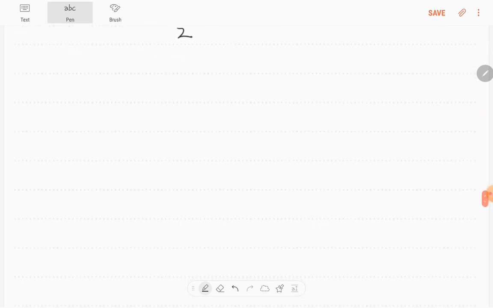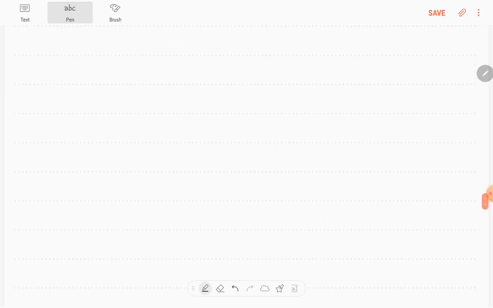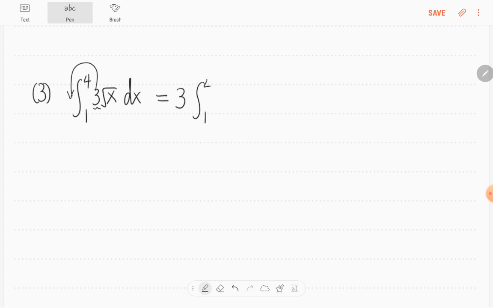So now let's look at the third example. The integral from 1 to 4 of 3 times square root of x dx. The first thing, we can use the properties of the definite integral. We can take this constant 3 out. So this would be 3 times the integral from 1 to 4 of the square root of x dx.